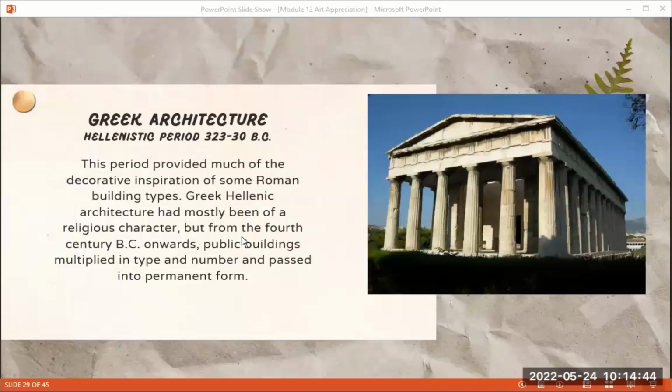Now, this period provided much of the decorative inspiration of some Roman building types. Now, Greek Hellenic architecture had mostly been of a religious character, but from the 4th century onwards, public buildings multiplied in type and number and passed into a permanent form.